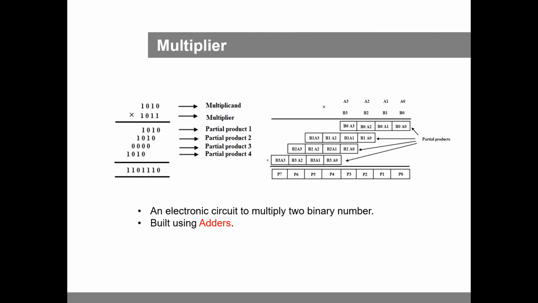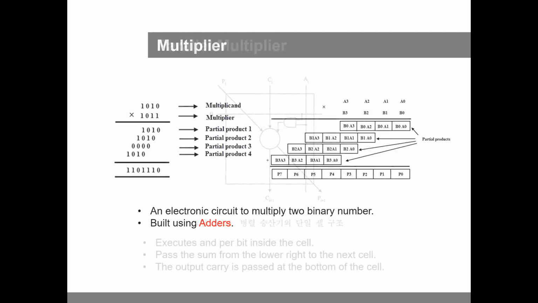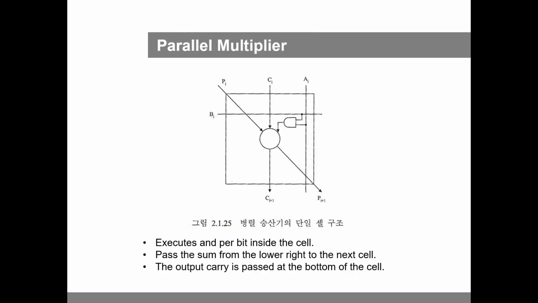The calculation of the partial product is made by logically ANDing the multiplicand and the associated multiplier bit. This is a set of parallel multipliers, executed AND per bit inside the cell, and passing the sum from the lower right to the next cell. The output carry is passed at the bottom of the cell.